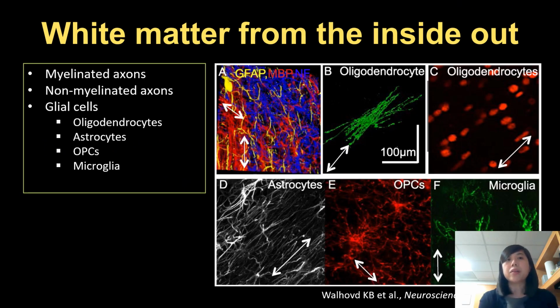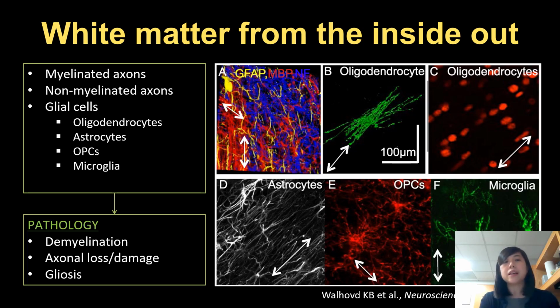So what is white matter in the human brain composed of? It consists of tightly packed myelinated and non-myelinated axons as well as glial cells. And therefore, pathology affecting the white matter primarily involves these components, that is, demyelination, axonal degeneration and loss, and gliosis.